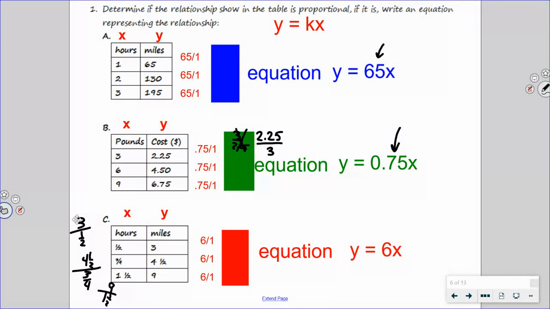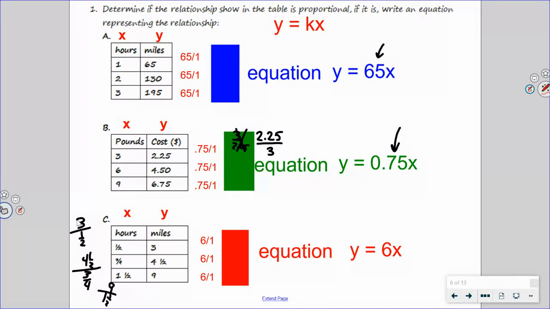Y is equal to 6 times x hours, and you can choose any number of hours you want, and we'll be able to find or identify the y value. So you can look at how all these problems are similar. You can look at how they're different. Naturally, they're measuring different things. Naturally, they're different numbers. But how are they similar?